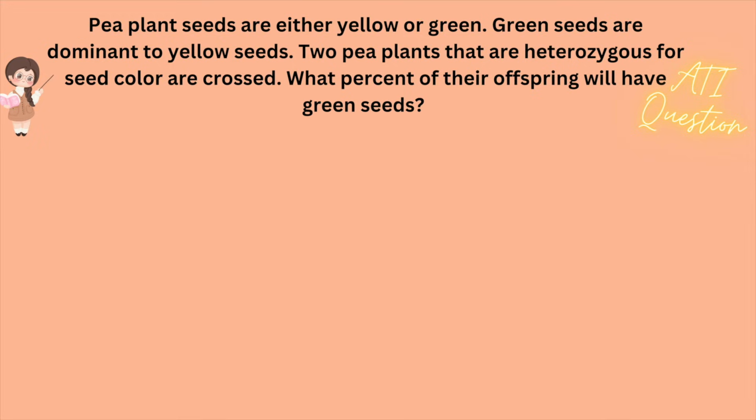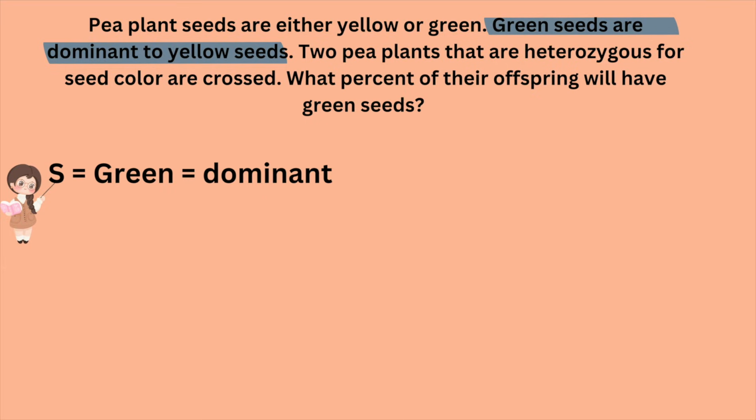So the first thing you want to examine in the given information is what is given as dominant. Here it says green seeds are dominant. So we'll first assign a capital letter to represent green seeds. I'm using the letter S for seeds. Big S will represent green seeds, and by default, little s will represent yellow seeds.